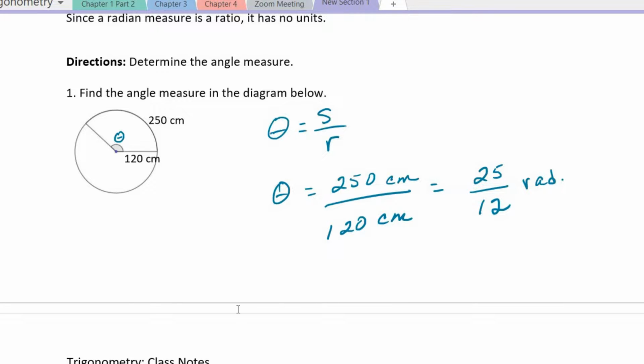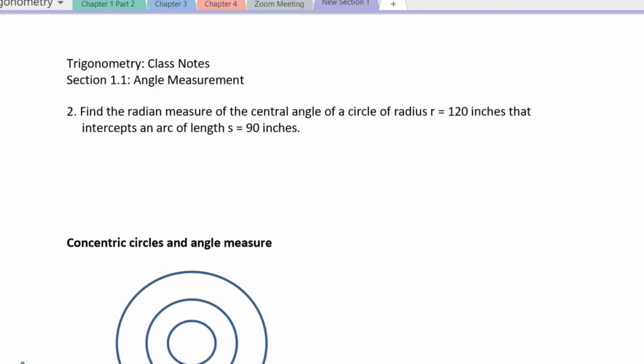Problem 2, find the radian measure of the central angle of a circle of radius 120 inches that intercepts an arc length S of 90 inches. There's my formula. And there's where I filled in my unknowns, and then when I put this into the calculator and simplify, I get 3/4.